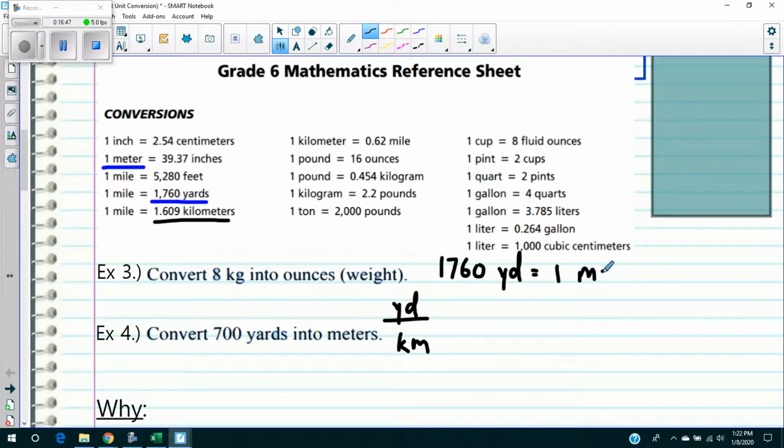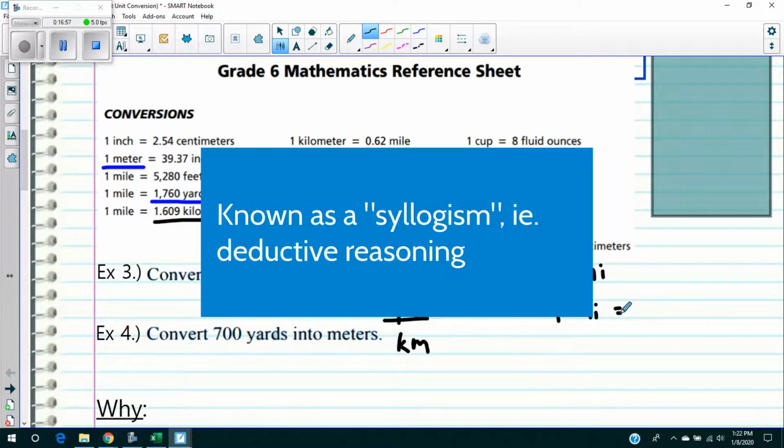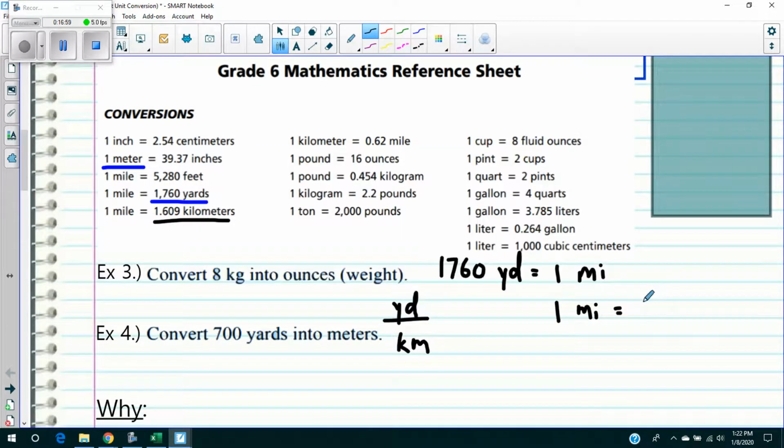All right, 1 mile equals 1.609 kilometers. So in other words, I'm going to use this. Classic ancient Greek philosophical thinking. Philosophy lesson alert right here.